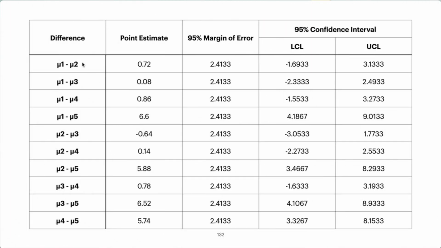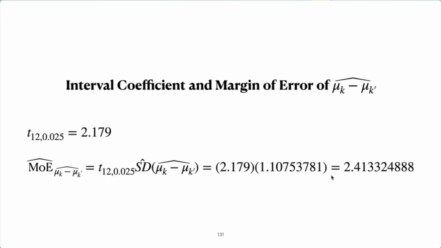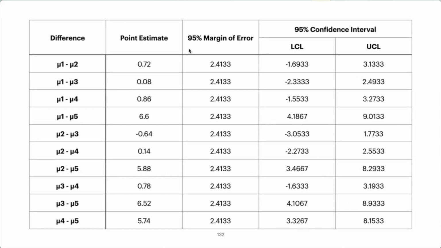In this table, what I've got are the 10 pairwise differences. There are 5 treatment means, and so there are 10 pairwise differences. I've used the point estimates that we looked at in the previous subsection to come up with these estimated differences, and you can see those values here. As we calculated on the previous slide, the 95% margin of error associated with each of these point estimates is 2.4133, rounded to 4 decimal places.